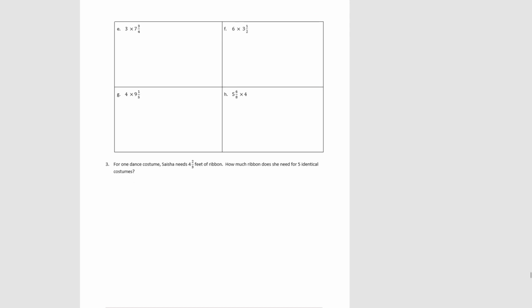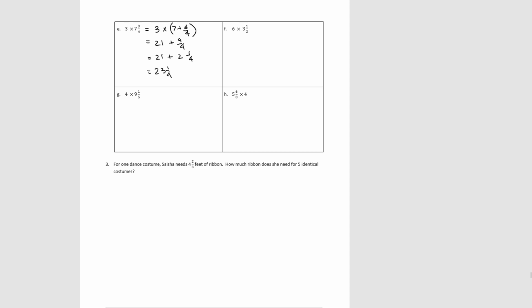Try E. For E, we have 3 times 7 plus 3/4. So if we multiply, 3 times 7 is 21. 3 times 3/4 is 9/4. We change 9/4 into a mixed number. Add the whole numbers and the fractional part for 23 1/4.